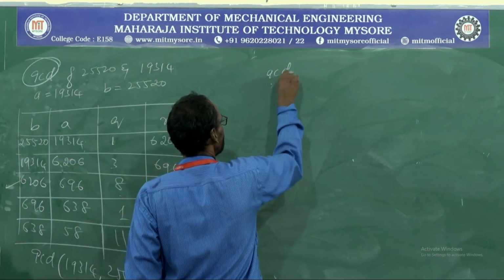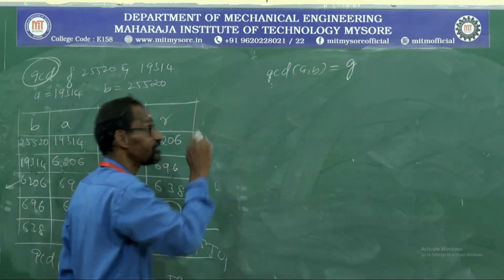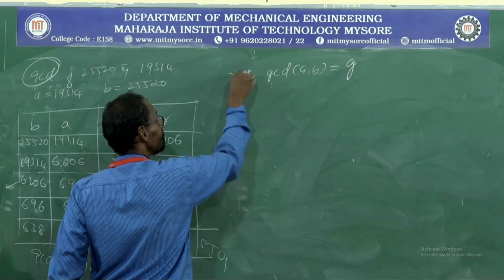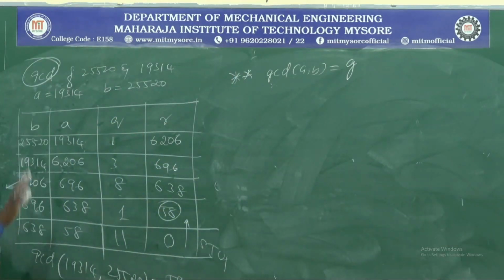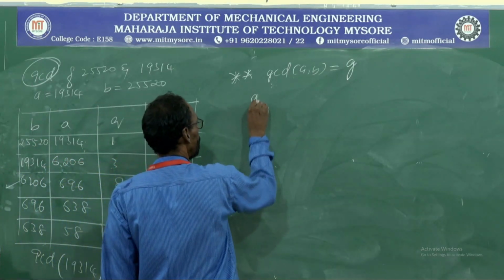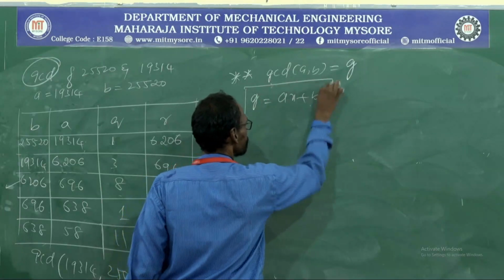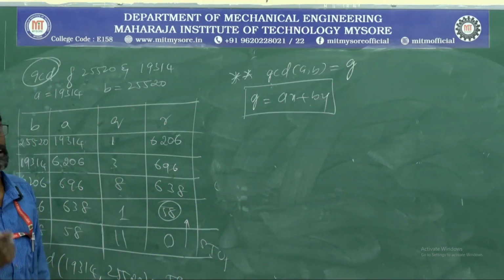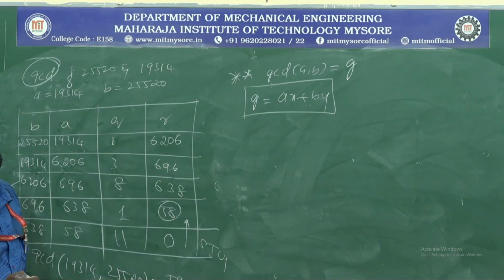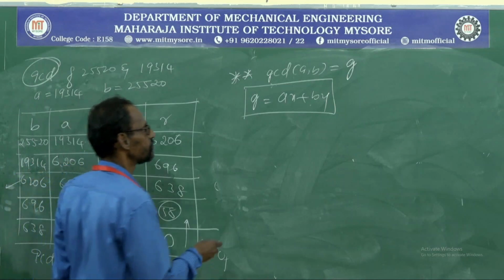If you have the GCD of A comma B equal to G, carefully listen. This is the next level and most important level. If I know the GCD of A comma B equal to G, then we can always express it in this form. I can express my GCD using the given two numbers with the proper scalars.